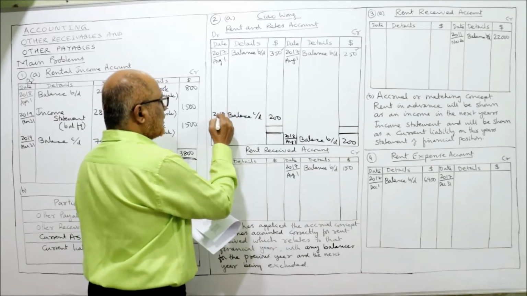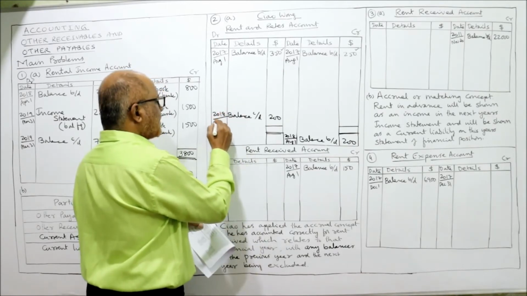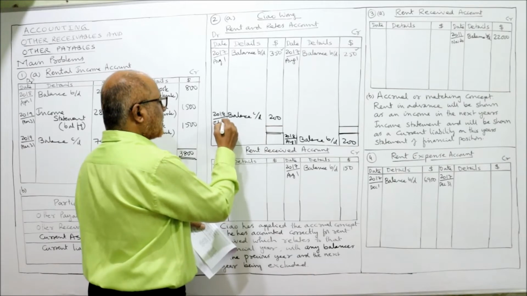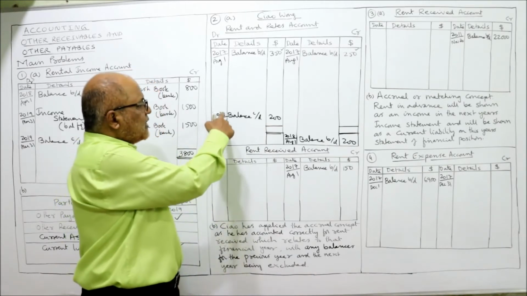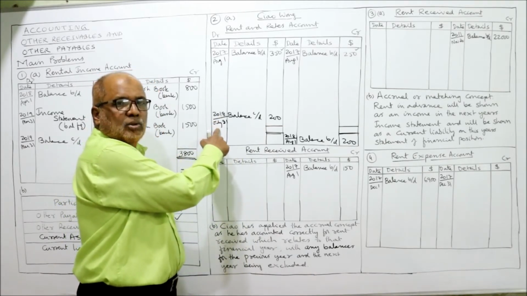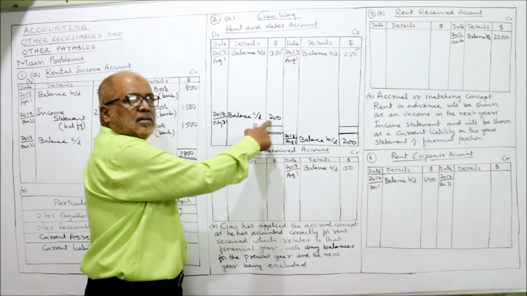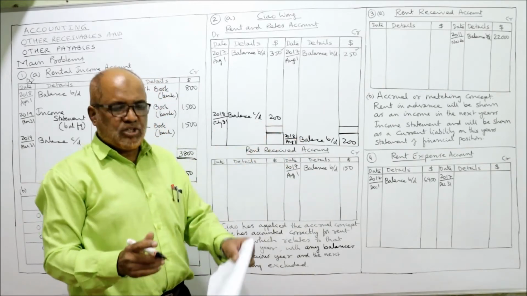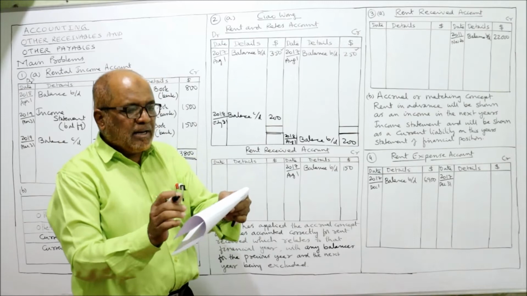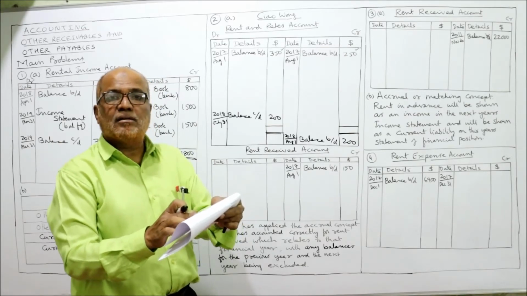2018 July 31st. 2018 July 31st is the last date. So on the last date $200 is in arrear. Which arrear? Rates.